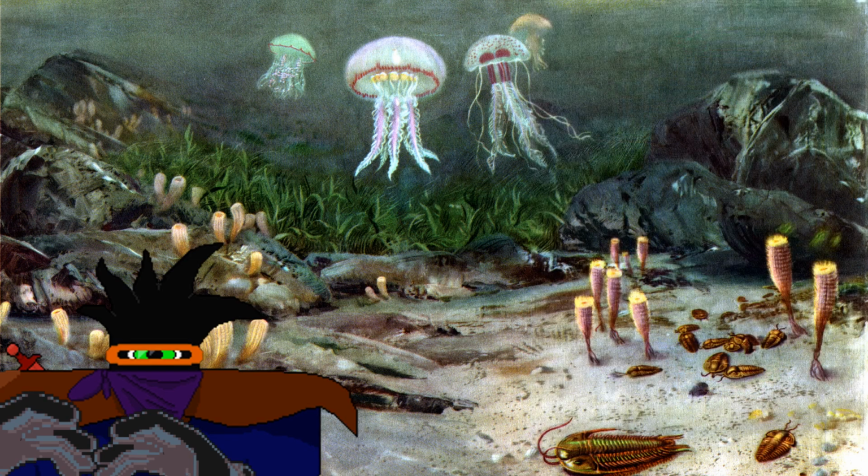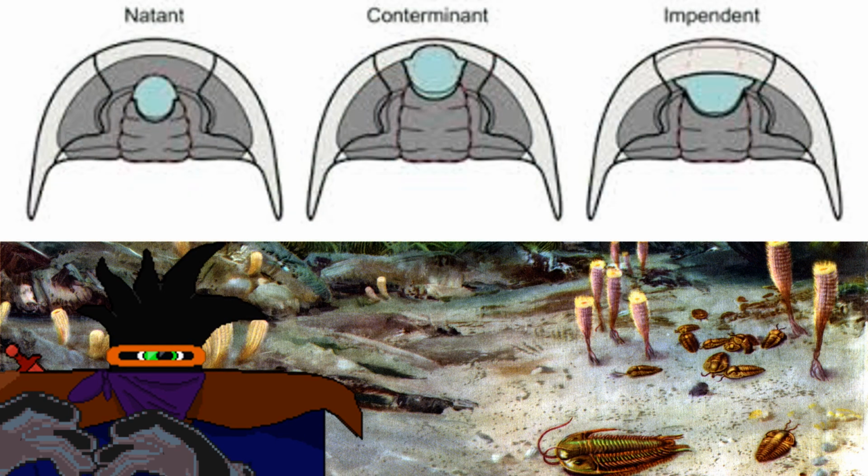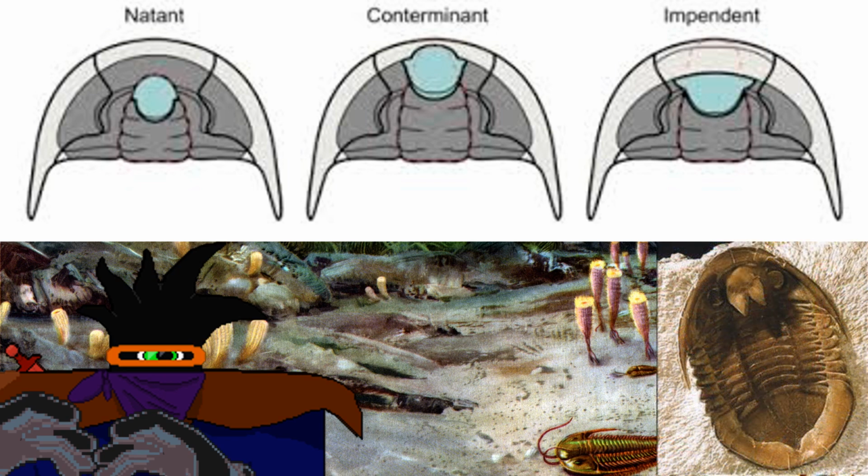The natant type has the hypostome being in line with the front of the glabella. The conterminant, which sees the hypostome attached to the anterior doublure, which is part of the underside of the head that's not really relevant otherwise. And a third category, which has the rarest variant, where the hypostome is attached to the doublure but not aligned with the glabella. Very rare, only seen in cheirurid trilobites.